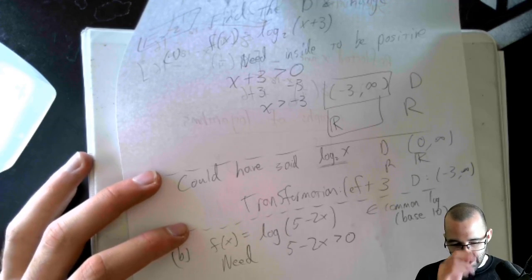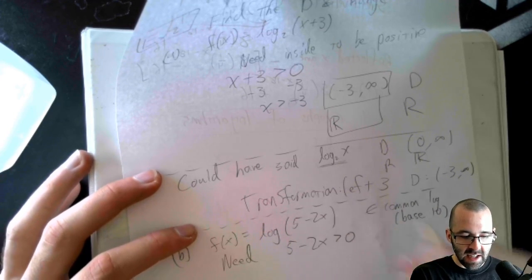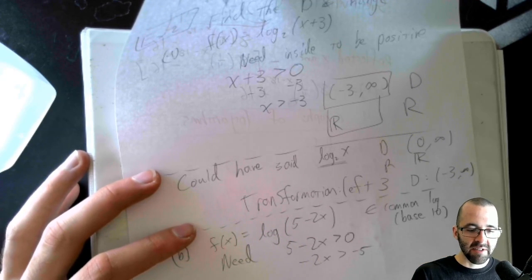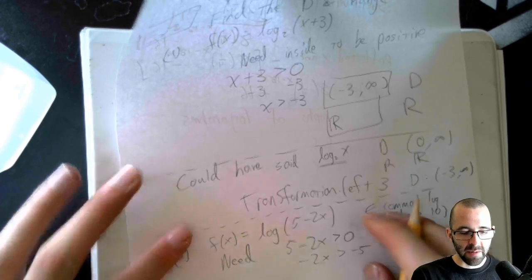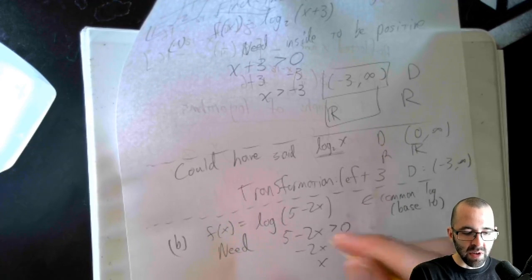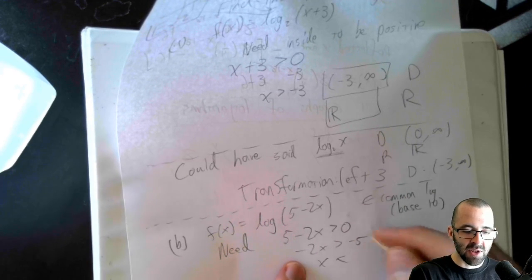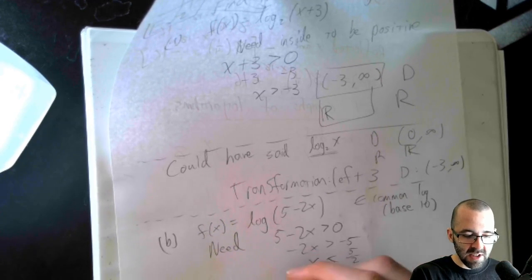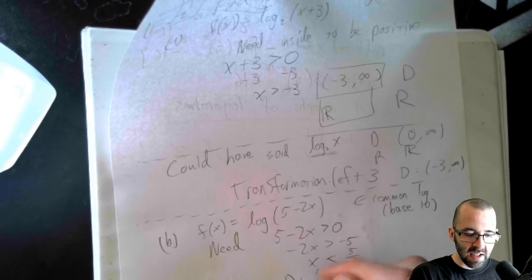So what do we do? We solve for x. Let's subtract 5 from both sides. Let's divide both sides by negative 2. When we divide by a negative, the sign switches, and we get x is less than 5/2. So in interval notation, the domain is negative infinity up to 5/2.